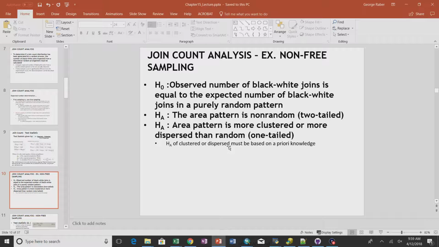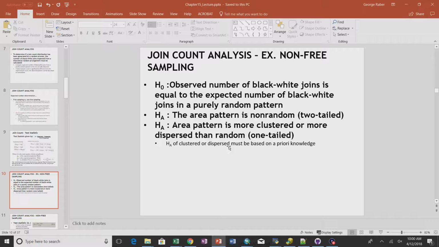So for non-free sampling, really I don't know if I should write non-free sampling there, but this is the hypothesis test. It's really the same for both, non-free or free, but the math on the next page is going to be the non-free sampling math. So in this case where we're using join count analysis, we need to test whether the observed number of black-white joins is equal to the expected number of black-white joins. That means that there's a purely random pattern. So that's the null hypothesis, that there's a purely random pattern.